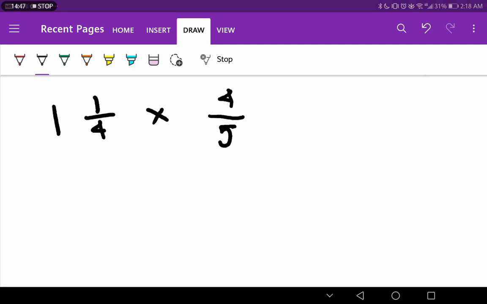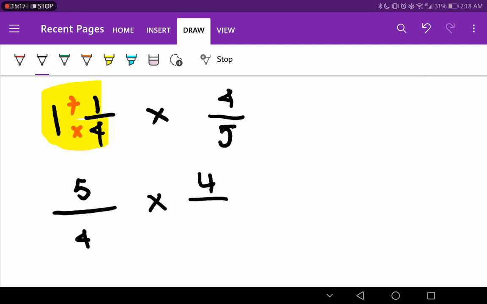As we learned before, we have to convert this to an improper fraction, so I draw this and copy this here, and do the multiplication, then the addition. So 4 by 1, 4 plus 1, 5, so 5 over 4. Multiply what? 4 over 5.